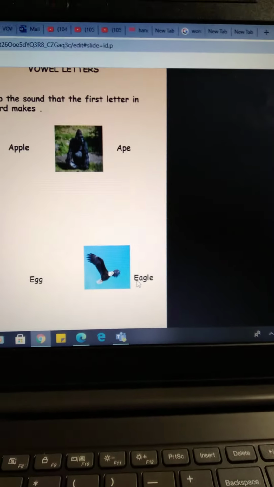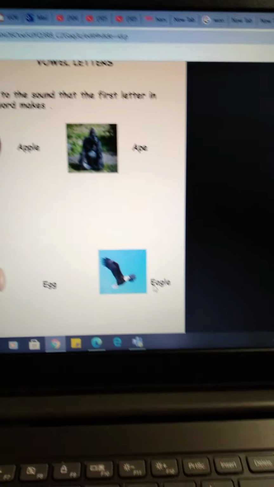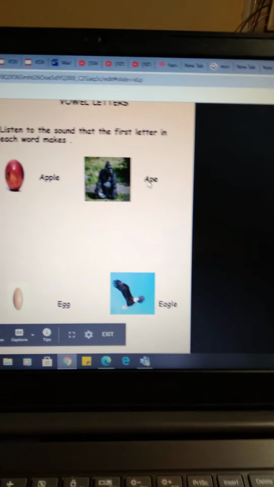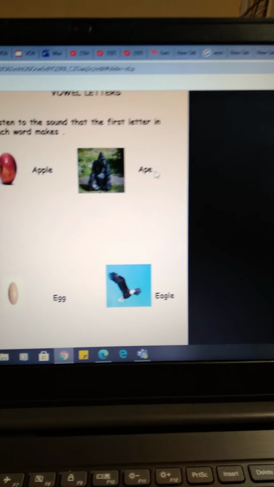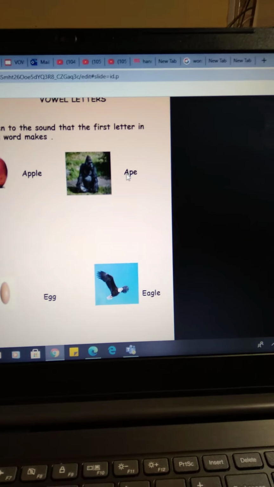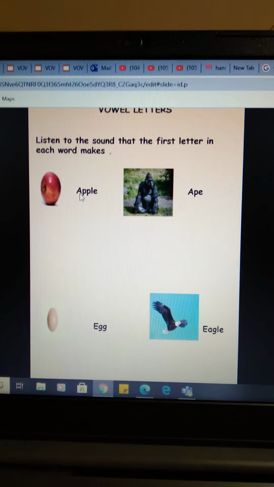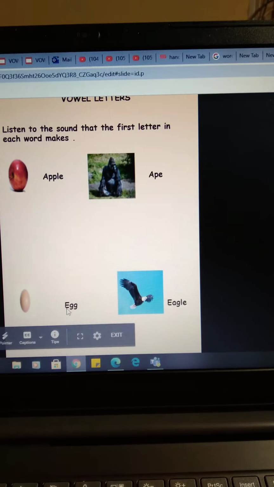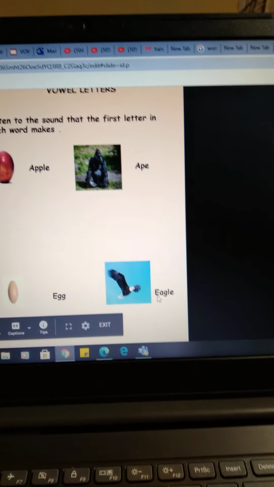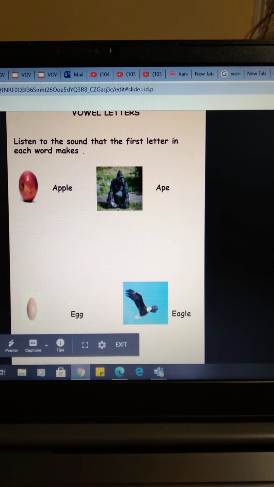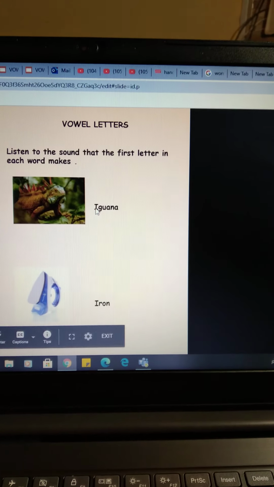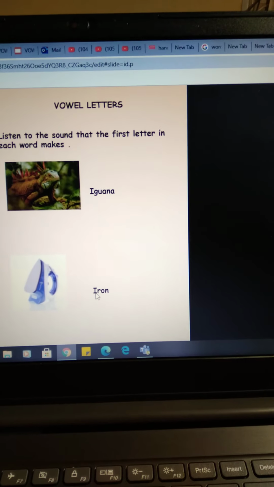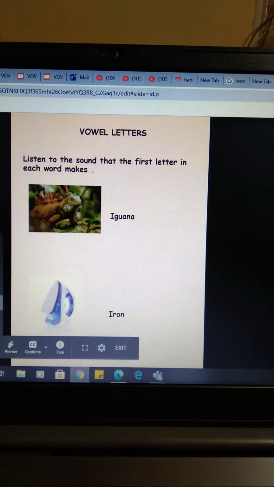So that is a special thing. This is why we call them vowel letters. Vowel letters can make two different sounds. Sometimes the sound that the vowel letter makes sounds just like its name. Like in ape, you're hearing the letter say A, and that's the name of the letter. But sometimes the same A says its sound as in apple. The E is saying its sound as in egg, and over here it's saying E in eagle. The I is saying its sound in iguana, and now it's saying I in iron. So all these vowel letters make two sounds.